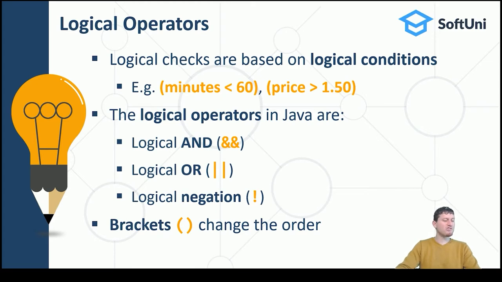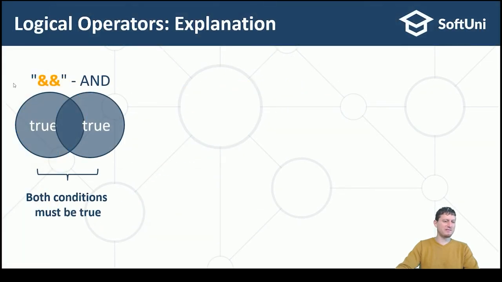So the logical AND, this operator, double ampersand, is true when both conditions are true at the same time. So if I'm old enough and if I signed an agreement, I can purchase, for example, a car. I should be 21 years old and I should sign some documents, then I can purchase a car. Both conditions should be true at the same time.